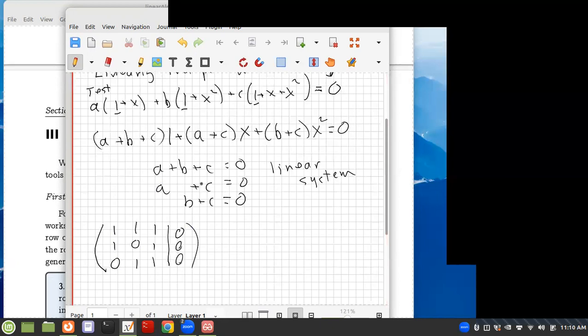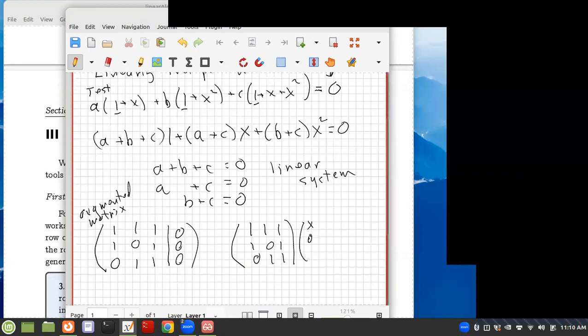This is an augmented matrix, right? And one of the things in the last assignment was to distinguish between the augmented matrix and the matrix equation for the linear system. The matrix equation looks like this. Not x, y, z, but a, b, c.